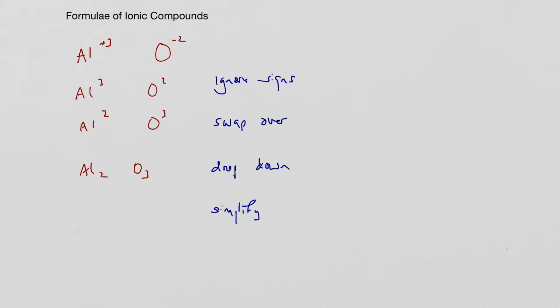And the last step is to simplify. In this case there is no simplification. The simplest way of writing it is Al2O3. And if you look earlier on in the video, you know the formula of aluminium oxide is Al2O3. So this is something you really need to remember, these steps here: ignore signs, swap them over, drop them down and simplify.